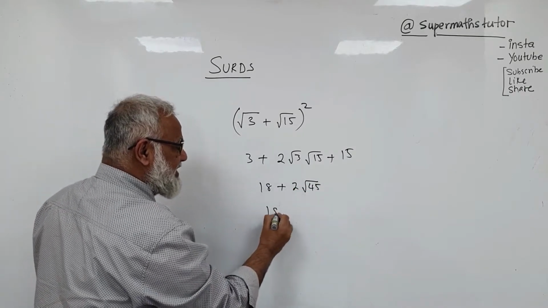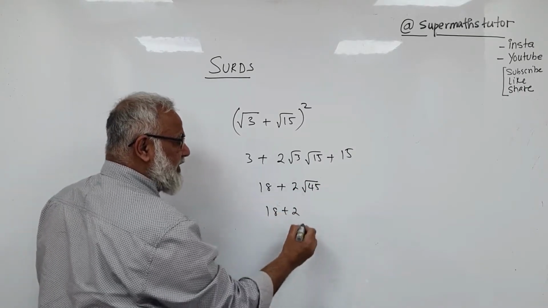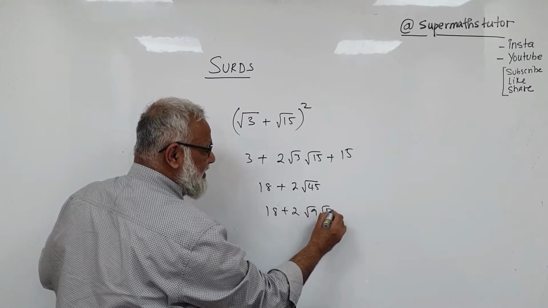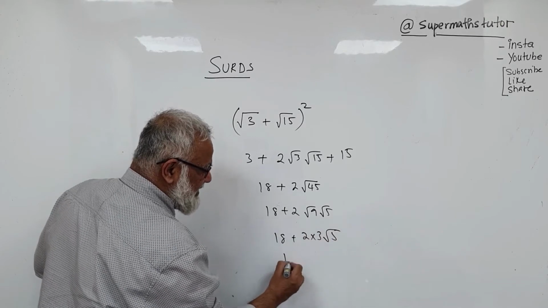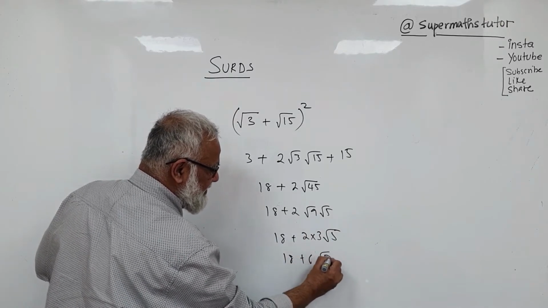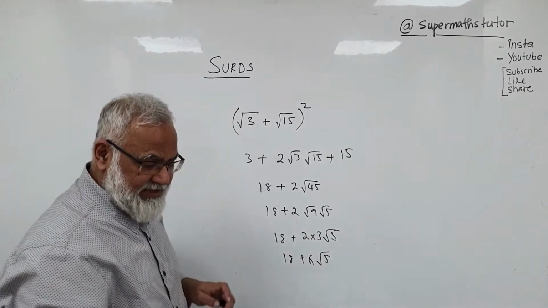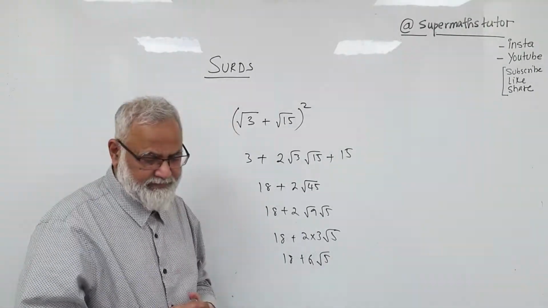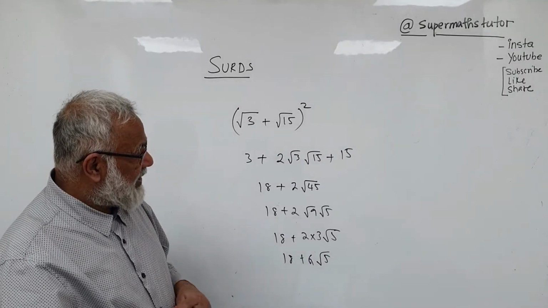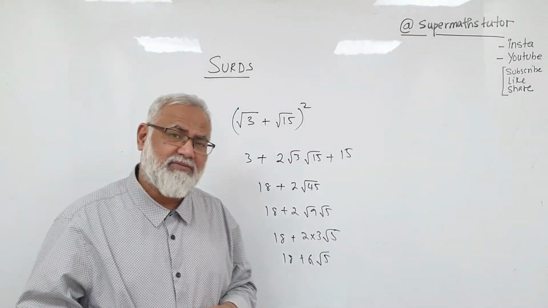And then 18 plus 2, your root 45 is root 9 times 5. So 18 plus 2 times 3 root 5. And 18 plus 6 root 5. Alright, that is the answer. But you can do it another way as well.